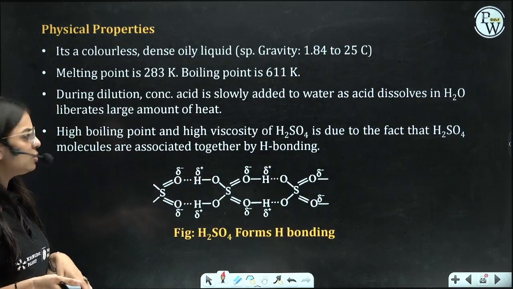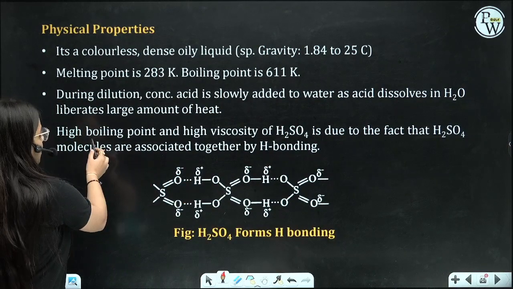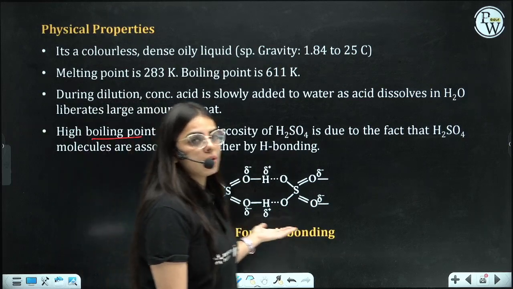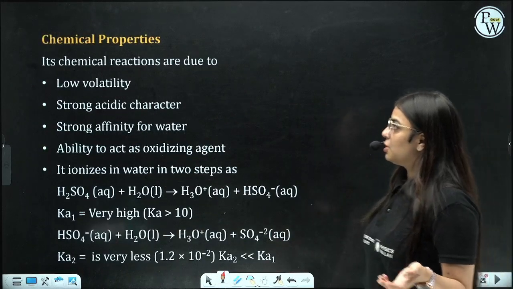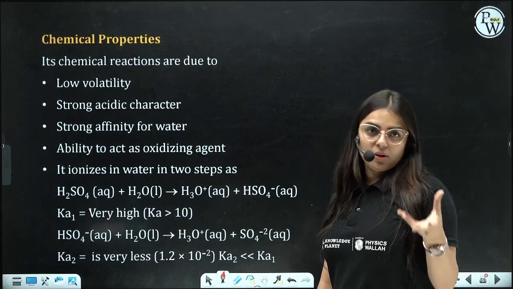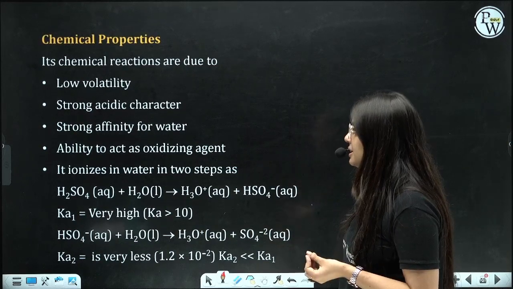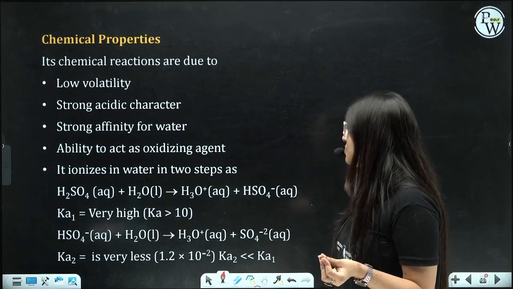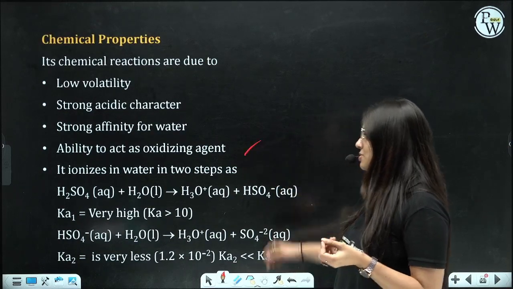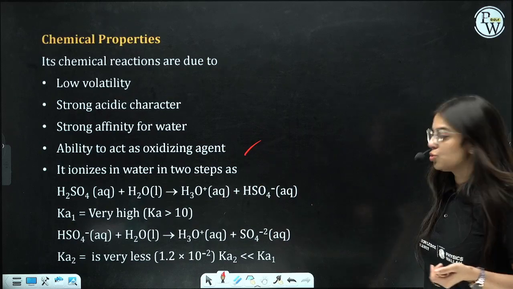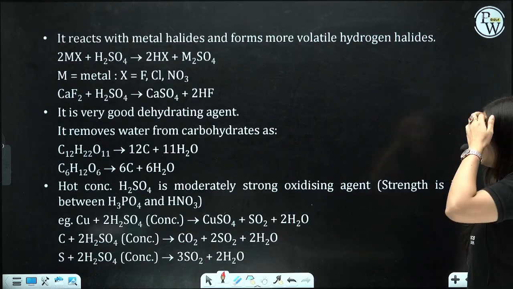Melting point, no need to learn it, but yes, you should know. They have a high boiling point because yes, it can form hydrogen bonding again over here. Chemical properties, if I talk about, it is due to low volatility, strong acidic character, strong affinity for water, can form hydrogen bonds, act as an oxidizing agent. So this is about the chemical properties.